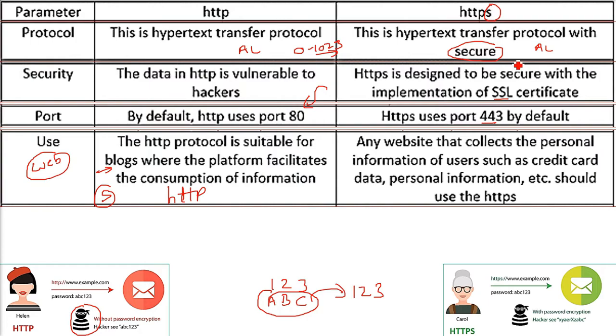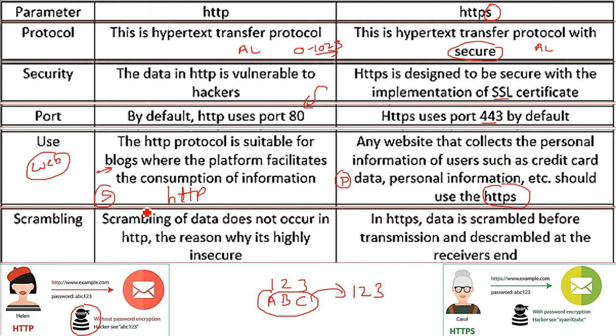I'll tell you why HTTP can be used sometimes. But right now, if you type in your web browser, it will always go to HTTPS. Any website that collects personal information or critical information, say, credit card information, your personal information, needs to use HTTPS, or the website should be an HTTPS website.